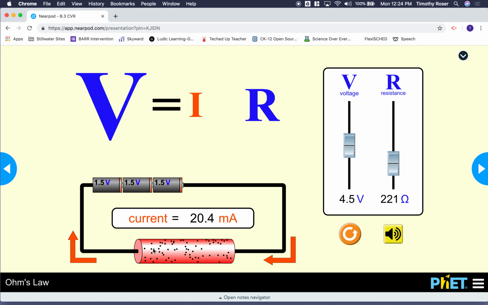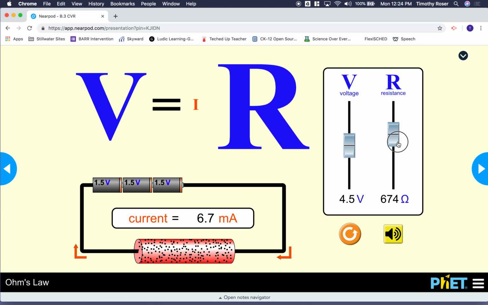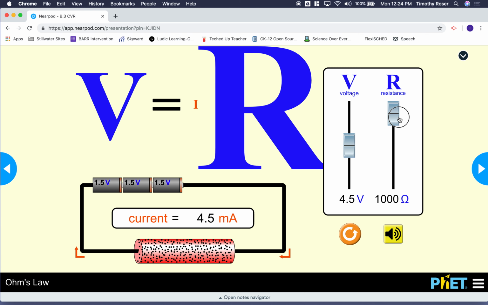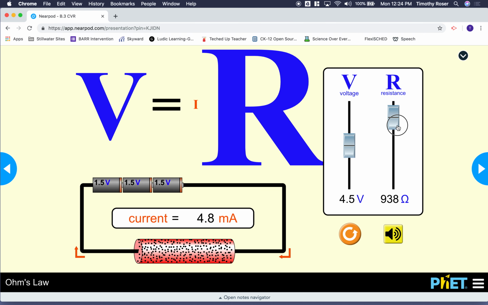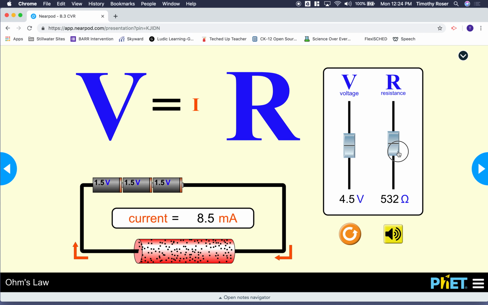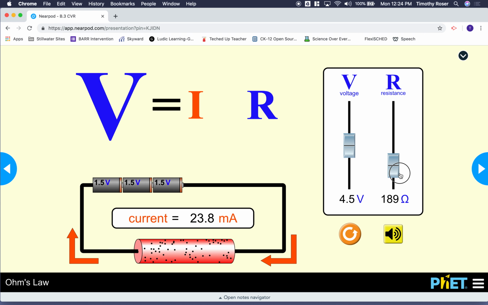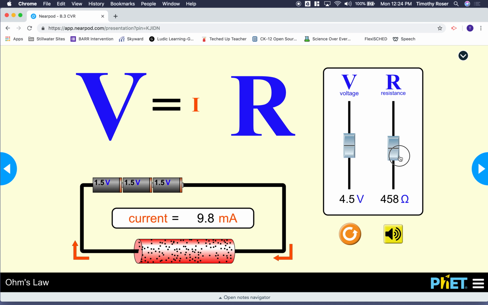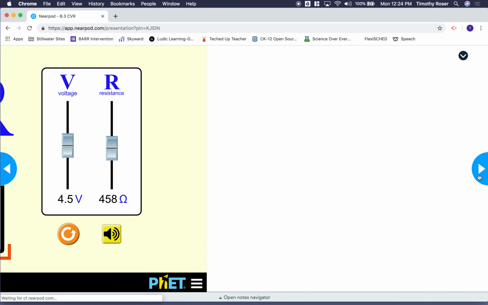Now, you'll see in here, this is what's called a resistor. And as we increase the resistance, there's more little black dots that pop up. And those black dots represent kind of blocking of electrons. So you can kind of mess with that and see how does resistance affect voltage and current, and so on and so forth.